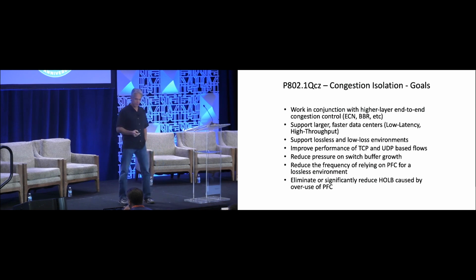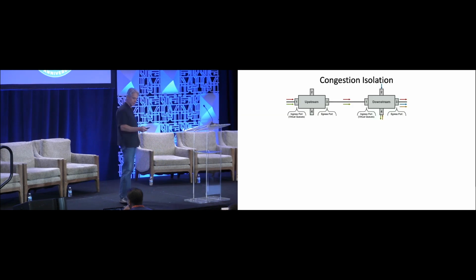And there's a diagram Roger showed. I'll go through it in a little bit more detail here. Imagine you've got your Clos fabric, and we're just going to take one slice of that, looking at an upstream and a downstream switch. Obviously, traffic is coming from all different kinds of directions here.